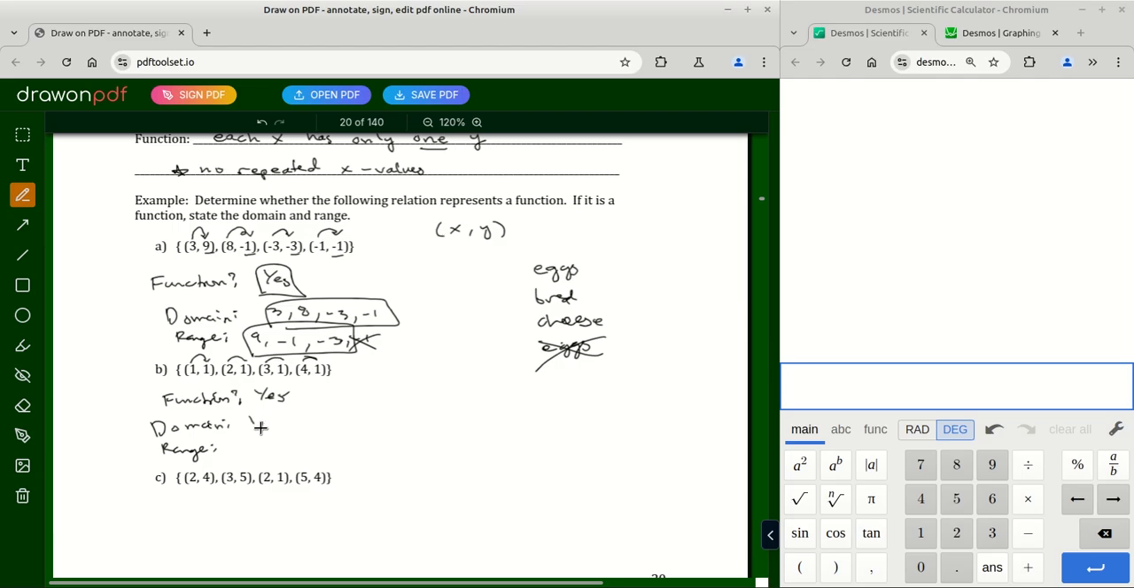My x values are 1, 2, 3, 4. And my y values are just a 1, so just put a 1. Now, this one's different. Does this 2 have a 4? Yeah. Does this 3 have only one number next to it? 5. Does this 2 have a wait.